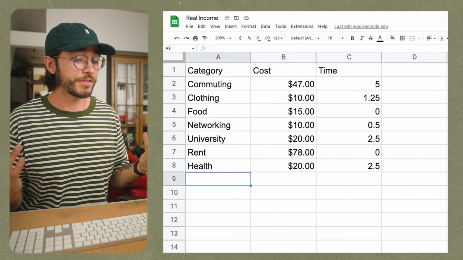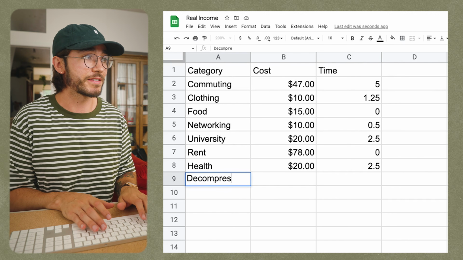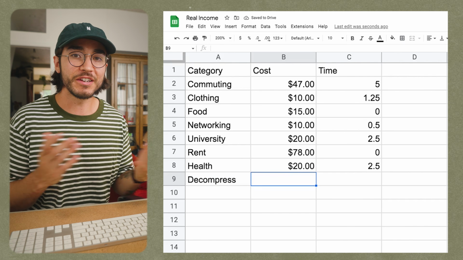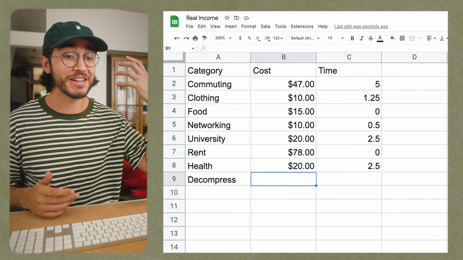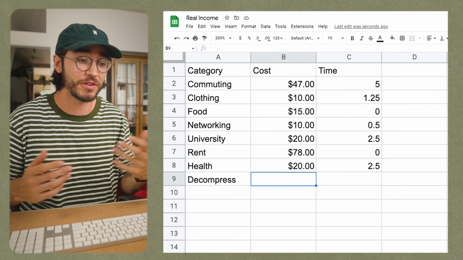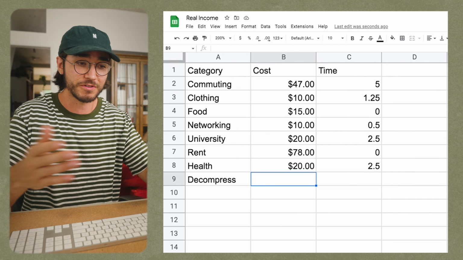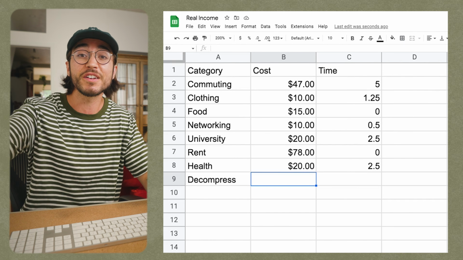Finally, I definitely felt the need to decompress after working this job. And usually this would take the form of some kind of escapism, whether that was some type of entertainment, streaming services, Netflix, whatever, or even a vacation.